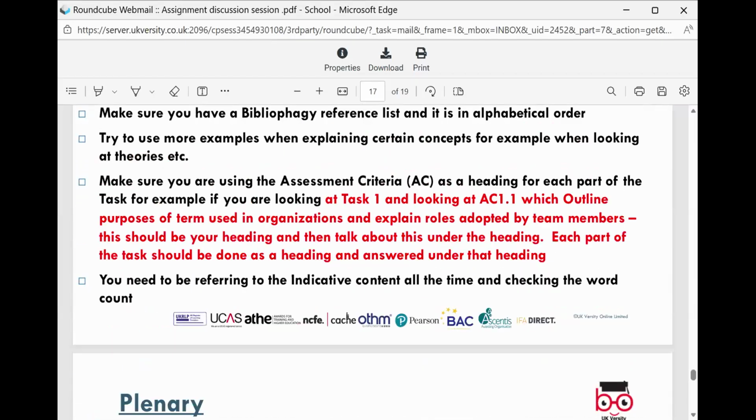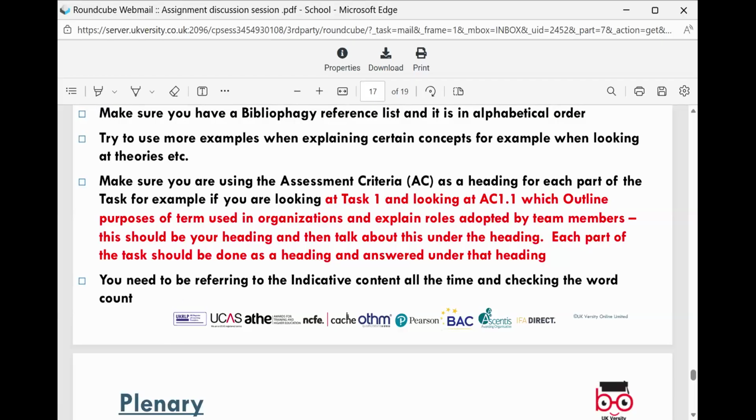Again, try to use more examples when you're talking about certain concepts, real world examples as well. Make sure you are using the assessment criteria. Do not change what the assessment criteria is asking you. So for task one, make sure it is what you're doing in task one and the 7 points. So do not change the wording of them. And you need to refer to your indicative content all the time. So you are checking the word count all the time.